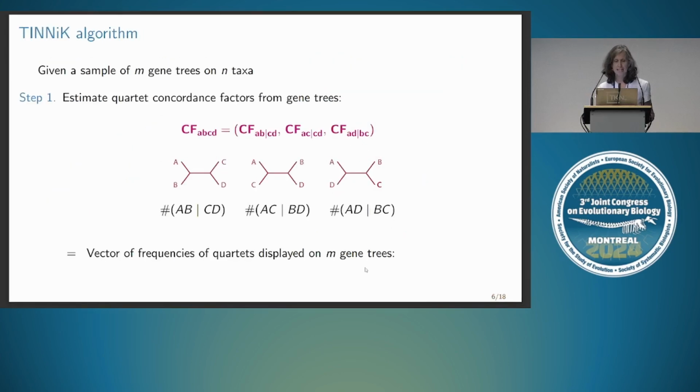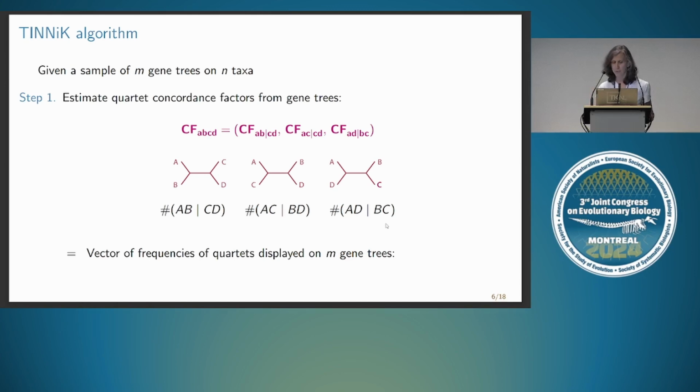Okay, so what's the data? Given a sample of M gene trees on N taxa, in the empirical setting we're going to estimate quartet concordance factors from gene trees. So we count up the number of times we see quartet tree AB versus CD, AC versus BD, and AD versus BC. Okay, so the quartet concordance factor, or the empirical one, is the vector of frequencies of quartets displayed on M gene trees.